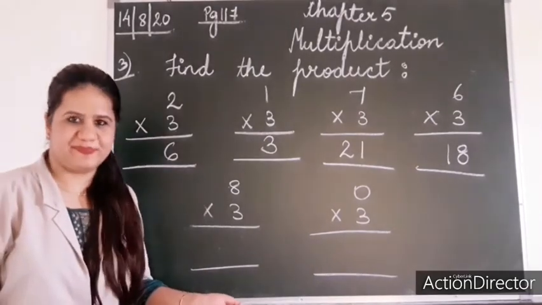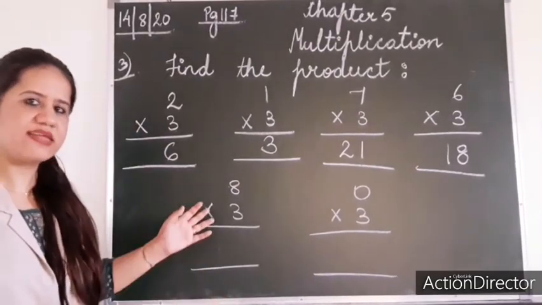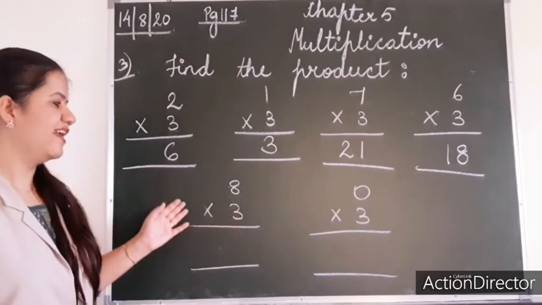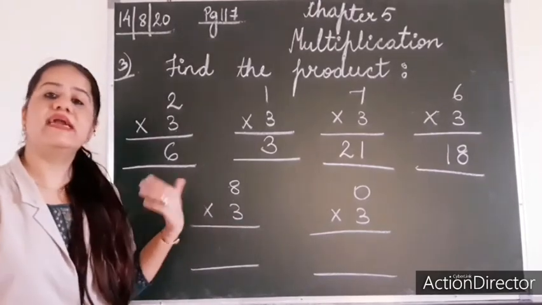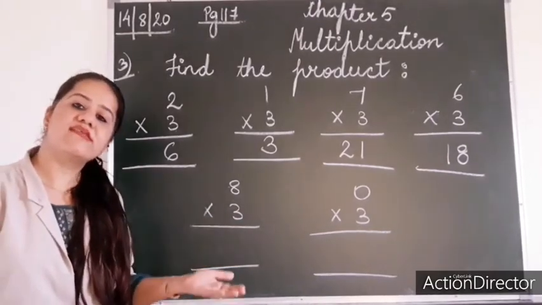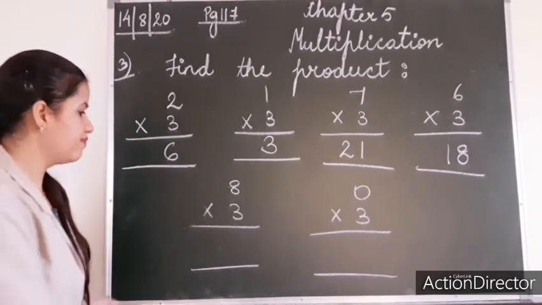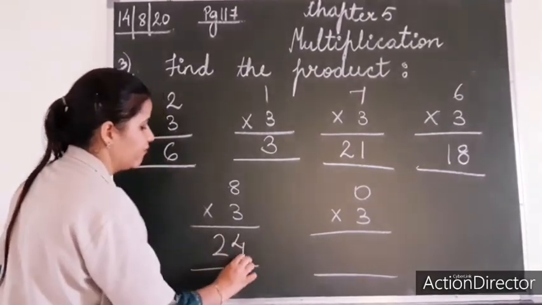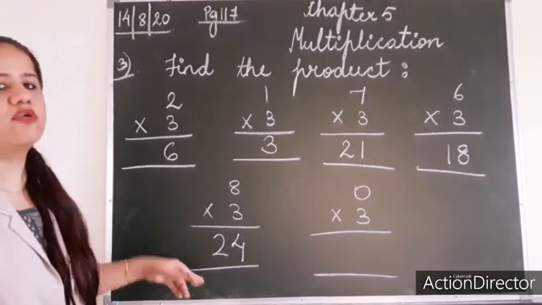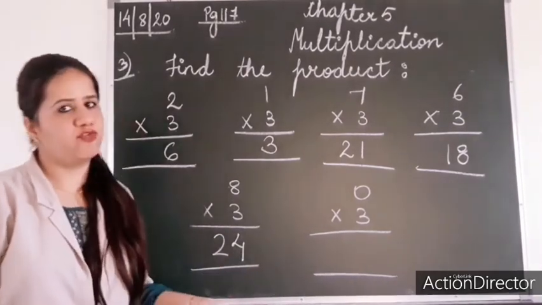Okay kids, getting? Yes, it is easy. So now next one, that is 8 threes. 8 threes and 3 eights are the same, that is 24. 8 threes are 24, 3 eights are 24.